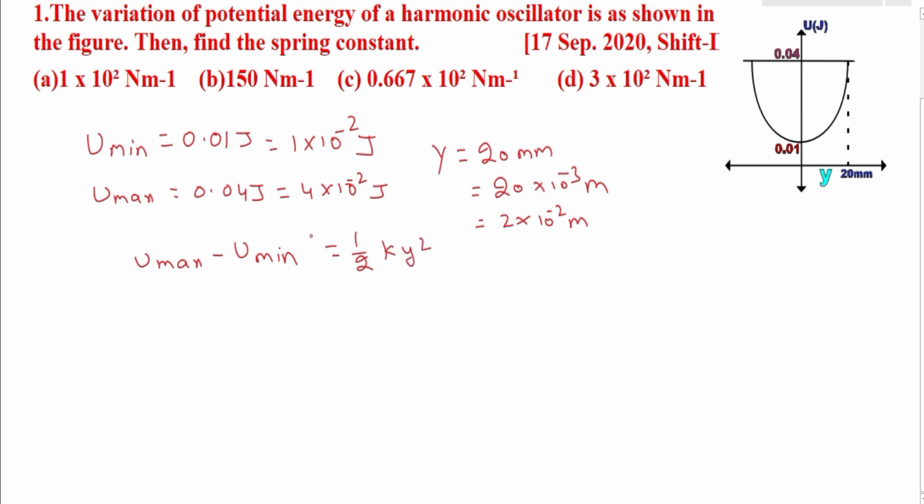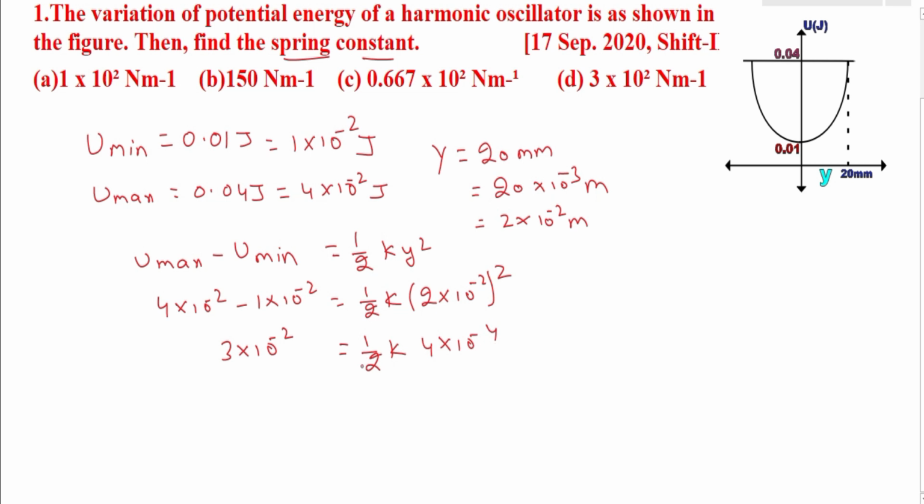Okay, now let us substitute this. U maximum value is 4 into 10 power minus 2, minus U minimum, 1 into 10 power minus 2, that is equal to half k, which is nothing but spring constant, that is what we are supposed to calculate, into y, that is 2 into 10 power minus 2 meters, whole square. If I solve this, what will I get? 3 into 10 power minus 2 is equal to half k into 4 into 10 power minus 4.